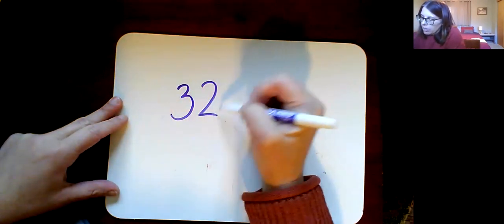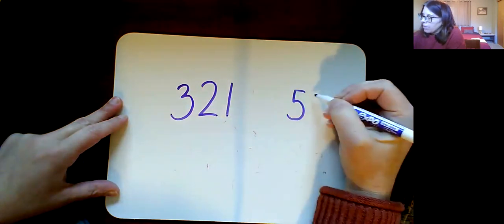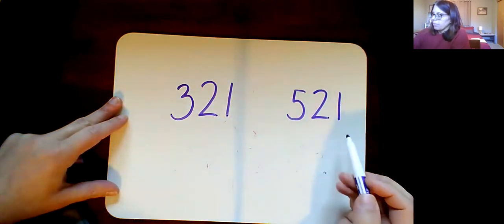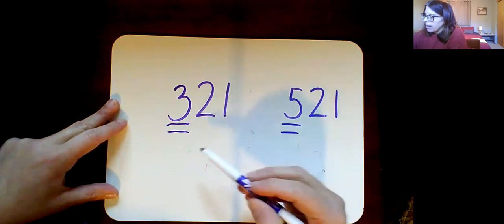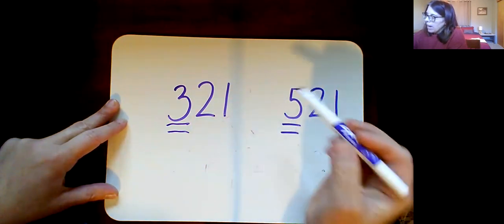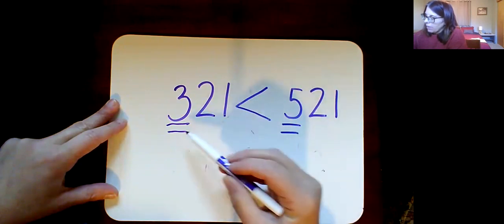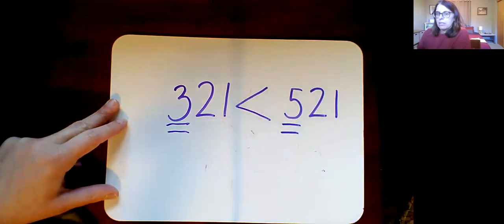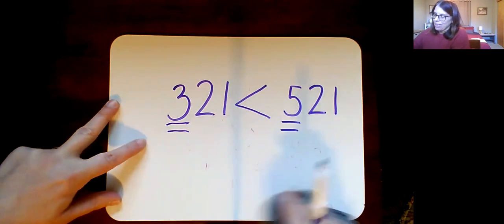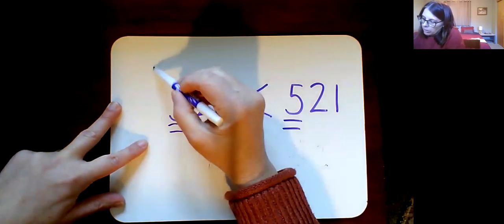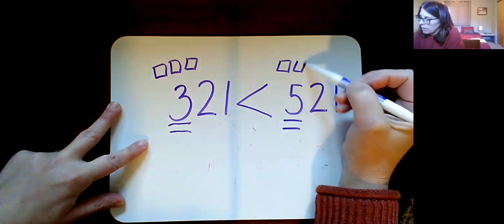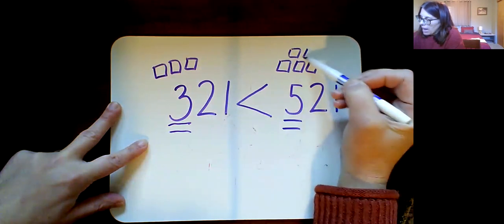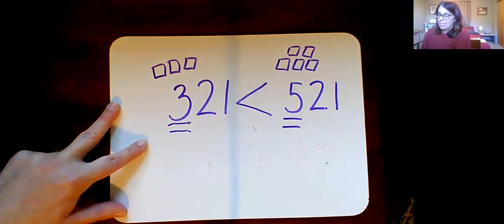So if I had 321, 521, I know you would say, oh, they both have hundreds. Let's look at the hundreds place, right? 3 is less than 5, so we need a less than sign. 321 is less than 521. Which is true, because picture this. This problem has only 3 hundreds in it, right? And this one has 5 hundreds. So that's a lot more. Okay, I know that you can do that.